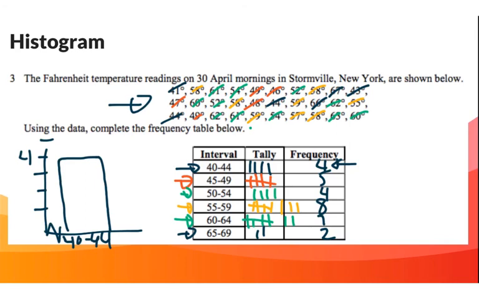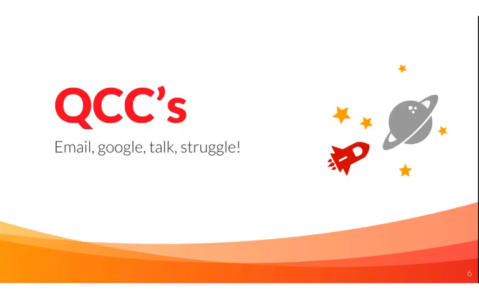Okay. All right, and then I'll let you guys do the rest, but the next one, 45 to 49, that would have no space, right? It would just then go up to 5. Okay, all right, so that is how you make a histogram.